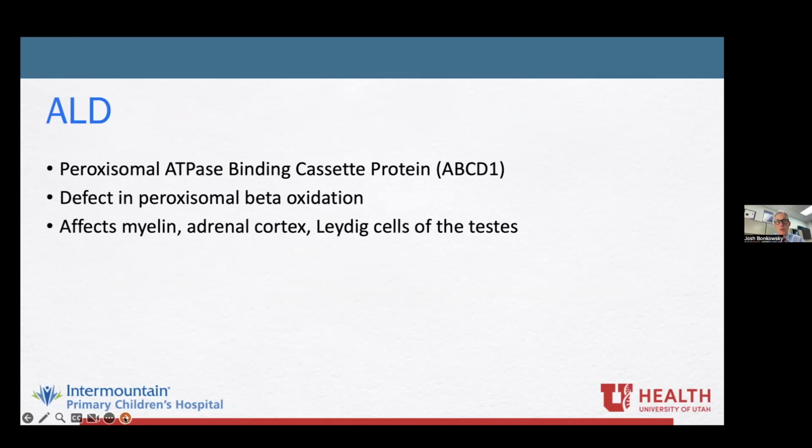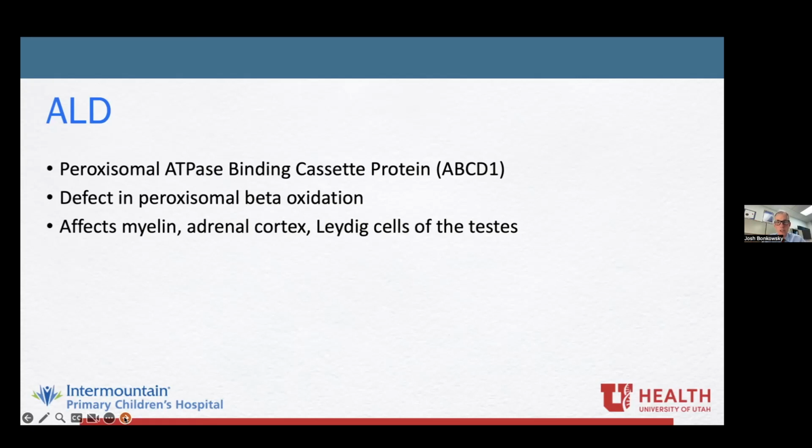So as I mentioned before, ALD makes a protein that helps move fatty acids into the peroxisome. The peroxisome is a part of the cell that is responsible for metabolizing fatty acids, and that's critical for energy production in the cell. And so when the peroxisomes aren't working because the ABCD1 gene is not working, then it affects how fatty acids get used. And it ends up affecting multiple different parts of the body.